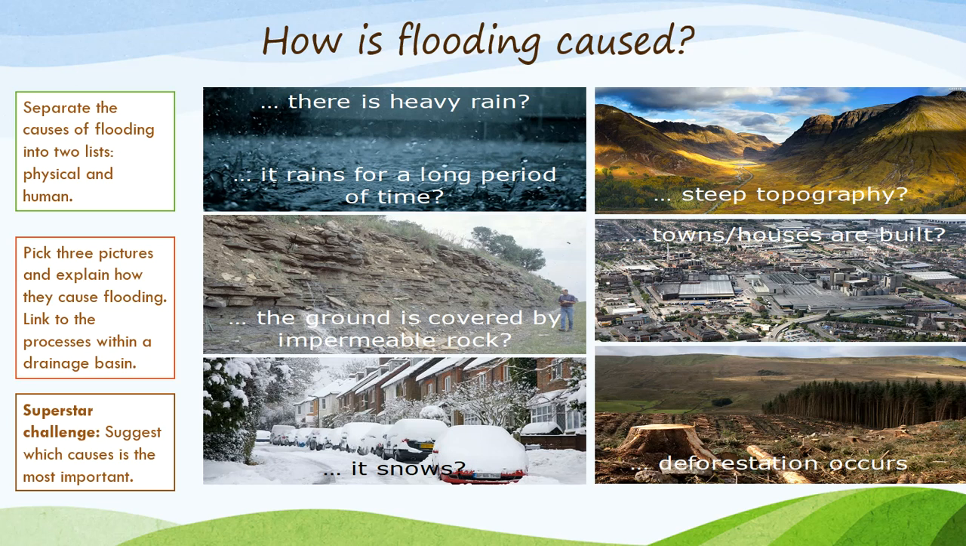What if the ground is covered by impermeable rock? What happens then? What if there's a lot of towns and houses which are built? How does this contribute to flooding? What about if it snows? Is there flooding, or does the flooding come later? And of course, deforestation, which we talked about earlier. So all of these are related to causes of flooding, but for particular reasons. So this is just to get you thinking about the causes of flooding before we get into the explanations of that.